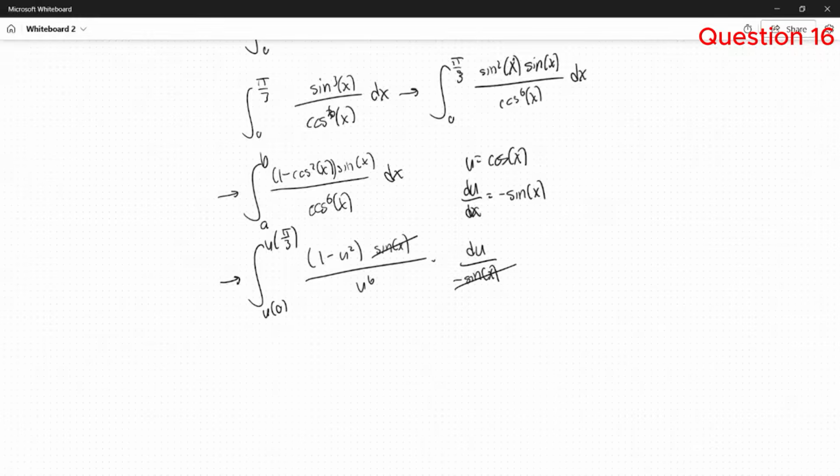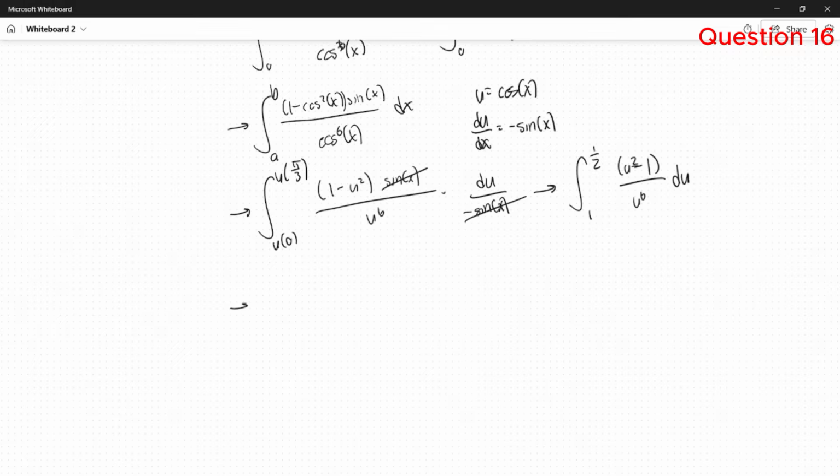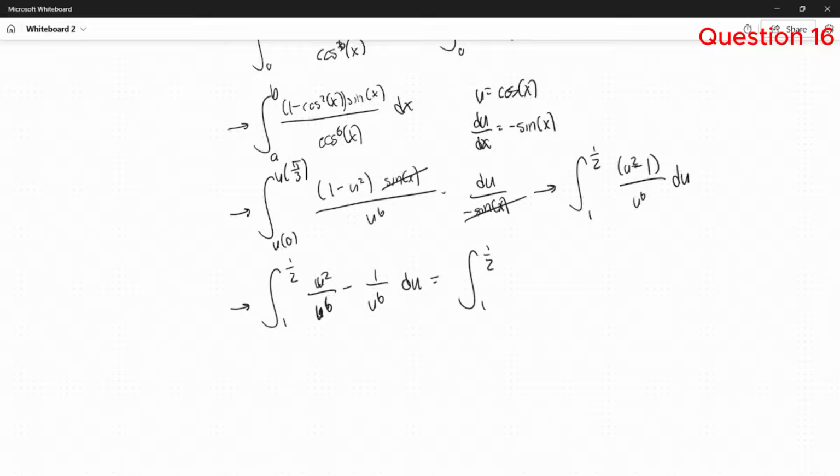These cancel, and then you pretty much can bring the negative sign into the 1 minus u squared, such that it becomes u squared minus 1 instead, over u to the 6 du. This fraction can be split up into u squared over u to the 6 minus 1 over u to the 6 du. This becomes 1 over u to the 4 minus 1 over u to the 6 du.